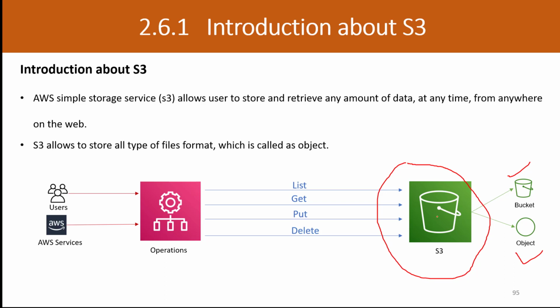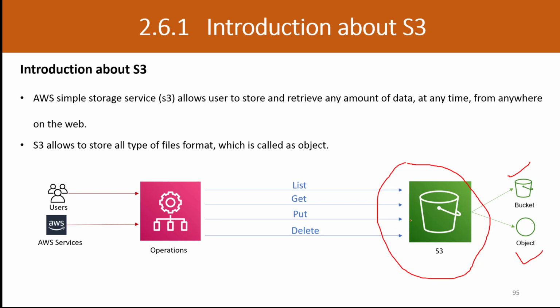So you can see here in the S3 service we have two things. One is the bucket, which holds all the files or folders, and the object is basically the file. The file which is stored there in the bucket is called an object.